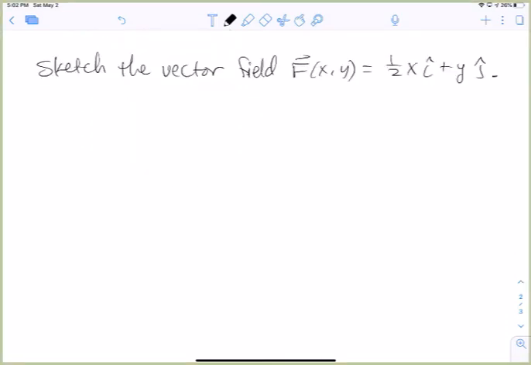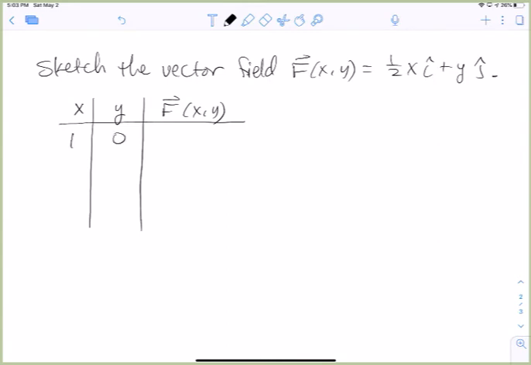Now let's look at an example of a vector field. We're going to sketch the vector field f of x, y equals 1/2 x i plus y j. For each ordered pair x and y, we can compute a vector. And we'll do these for a few points: (1, 0), (1, 1), (1, 2). And so 1/2 of x is 1/2, y is 0. For the point (1, 1), we have the vector (1/2, 1). For the point (1, 2), we have the vector (1/2, 2).